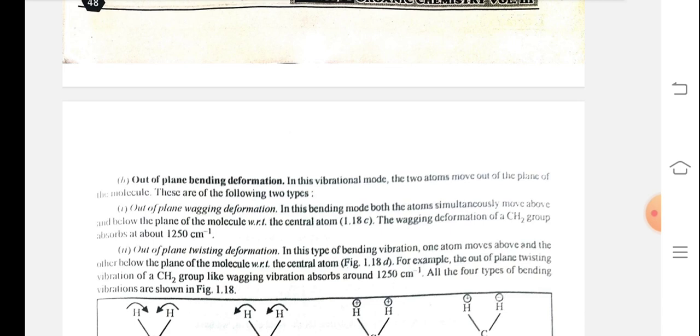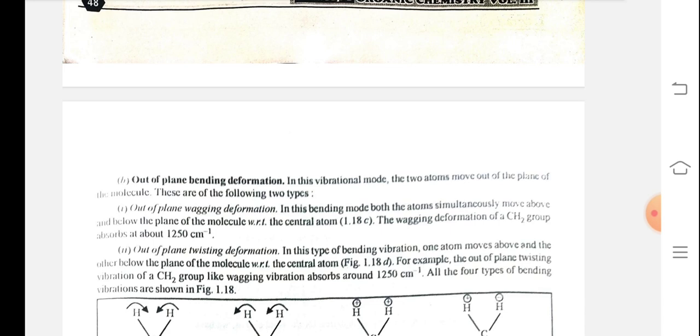In these bending modes, both the atoms simultaneously move above or below the plane of the molecule with respect to the central atom. The wagging deformation of a CH2 group absorbs at about 1250 cm inverse.